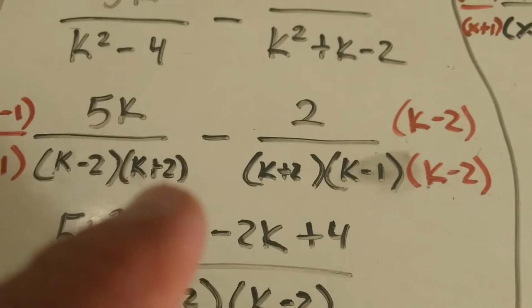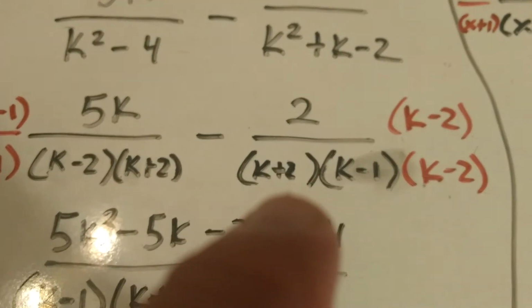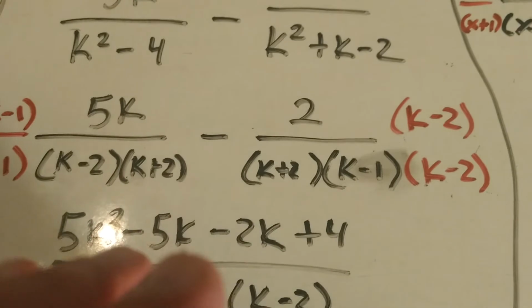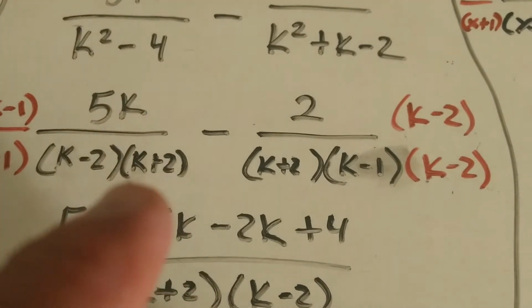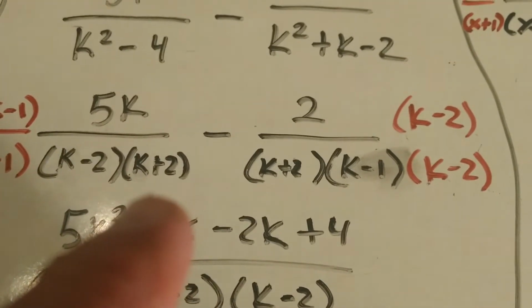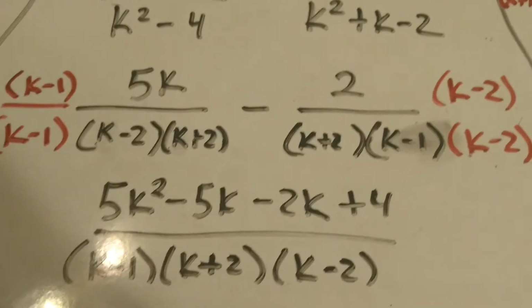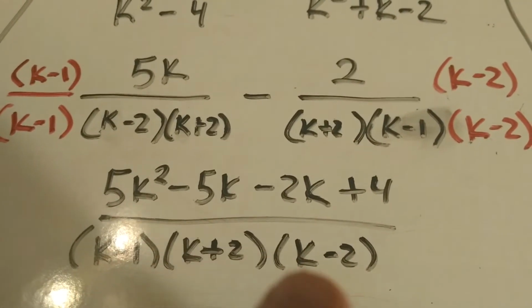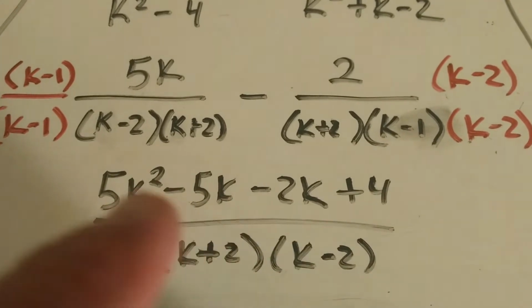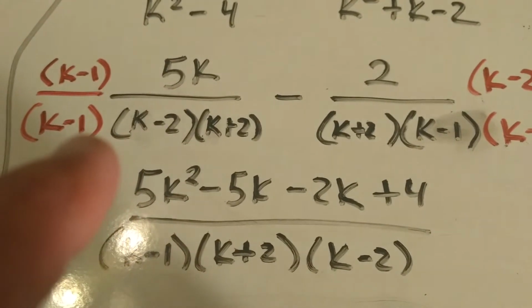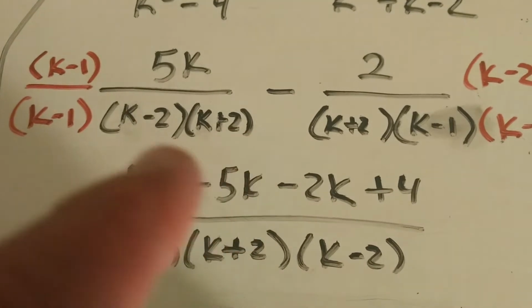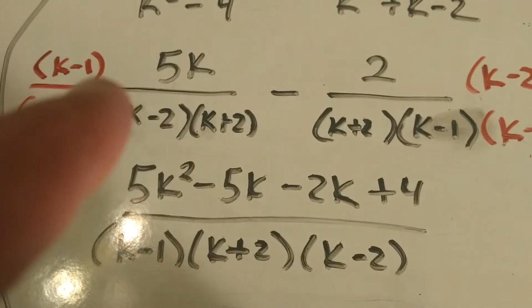Because k plus 2 is to the first power here, and k plus 2 is the first power here, we stay with k plus 2 to the first power. Had this been to the second power, we'd have taken k plus 2 to the second power. So if we want k minus 1 times k plus 2 times k minus 2 on the bottom, over here we have to multiply by k minus 1, which means we have to multiply the top by the same thing.